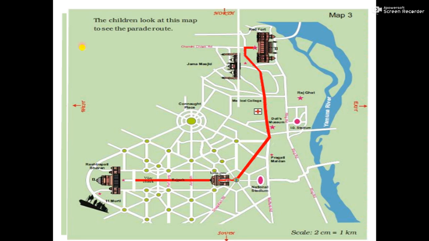Okay children. So we will mark the way of the parade, India Gate, and here is Red Fort. Okay children, Rashtrapati Bhavan, Vijay Chowk, India Gate, this mark will go, and we will reach Red Fort.